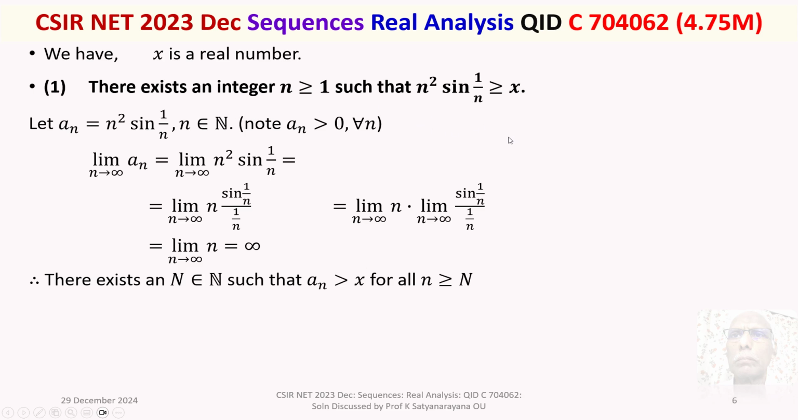Now one may ask a question. So an is n square into sine 1 by n. Sir, where is this less than or equal to? It is greater than or equal to. Where is this equality? So equality doesn't arise in this case, and x is a positive real number because all the terms are positive. So thus option 1 is true. We go to option 2.